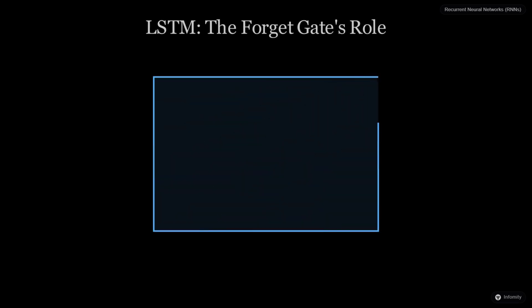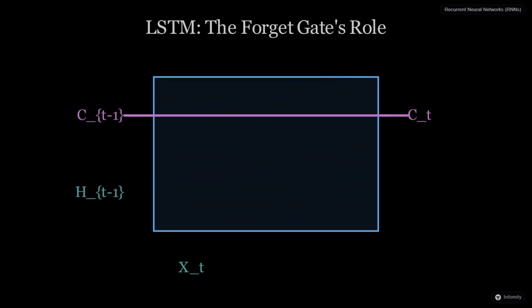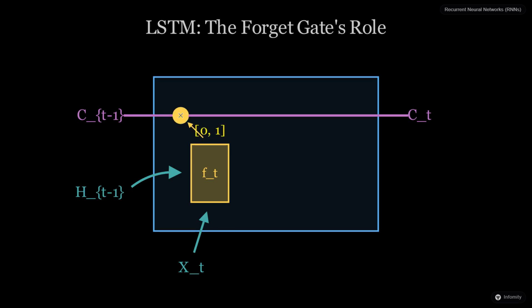Let's look at the long short-term memory network, or LSTM, starting with perhaps its most intuitive component, the forget gate. This gate is responsible for deciding what information we should discard from the cell state, which is essentially the LSTM's long-term memory. It looks at the previous hidden state and the current input and then outputs a number between 0 and 1 for each piece of information in the cell state. A 0 means completely forget this, while a 1 means completely keep this.